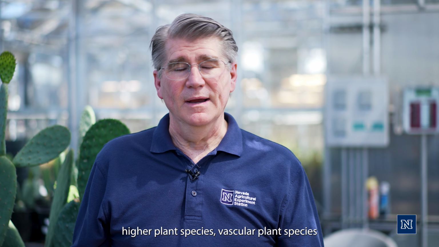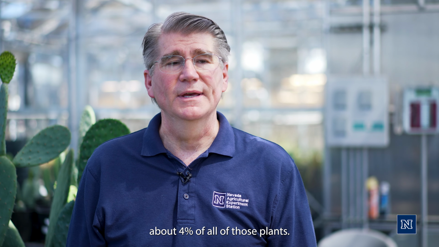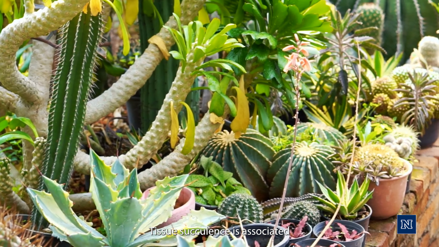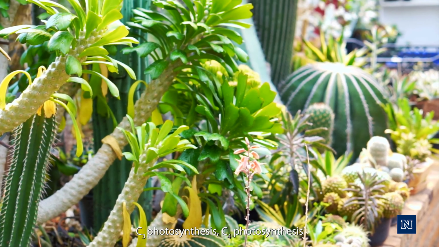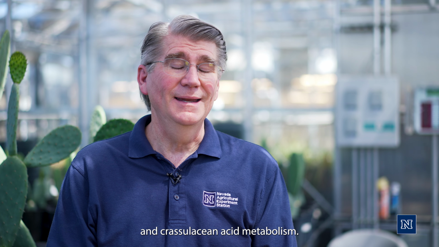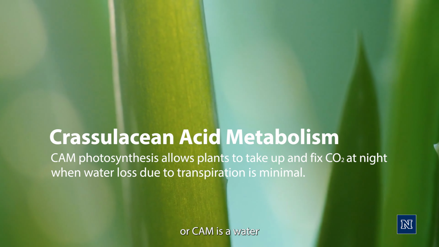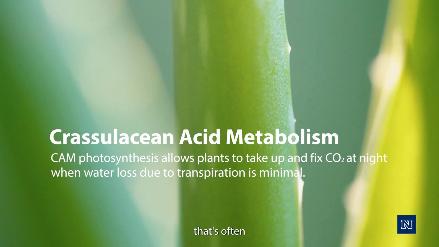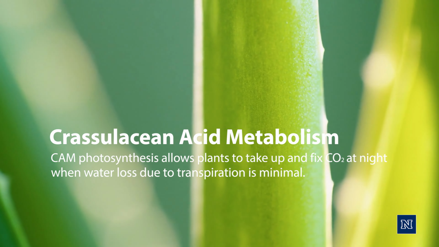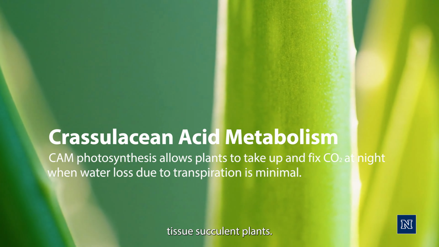Tissue succulence occurs in about 300 different plant families. And if you look at all of the higher plant species, vascular plant species, it accounts for about 4% of all of those plants. Tissue succulence is associated with all different forms of photosynthesis. We have C3 photosynthesis, C4 photosynthesis, and crassulacean acid metabolism. Crassulacean acid metabolism, or CAM, is a water-saving type of photosynthesis that's often associated with tissue succulents, but it's not exclusive to tissue succulent plants.